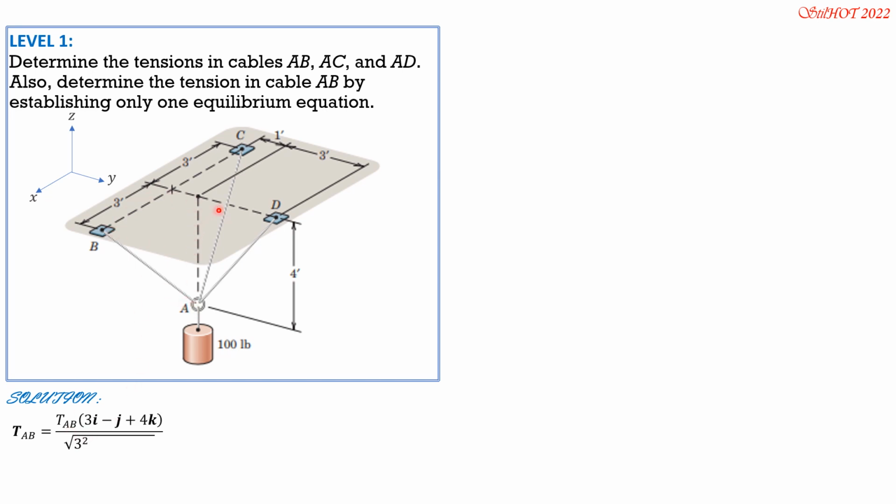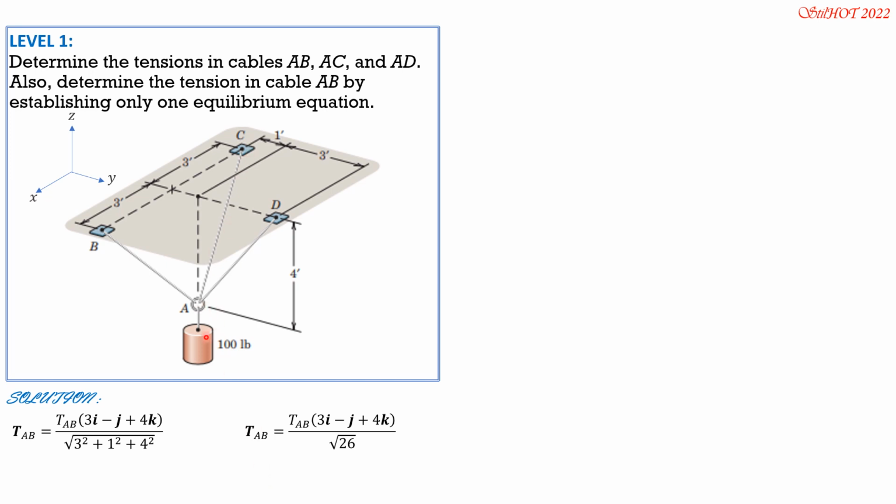Magnitude of tension AB, then from A to B, move upward along Z 4, along Y -1, and along X +3. So that's why it is tension AB, magnitude of tension AB, quantity 3I along X, along Y to the left, so that's why it's -1J. Then from A to B upward along Z 4K over square root of 3 squared plus 1 squared plus 4 squared. So tension AB is magnitude of tension AB quantity 3I minus J plus 4K over square root of 26.